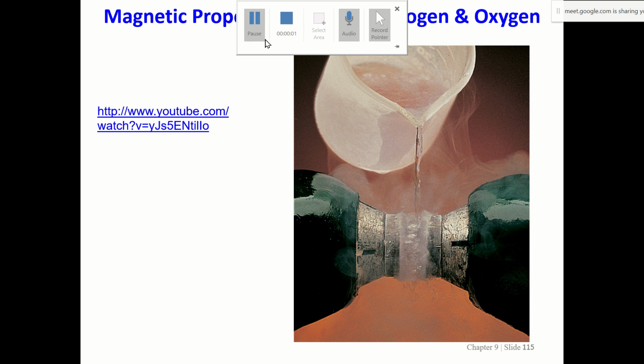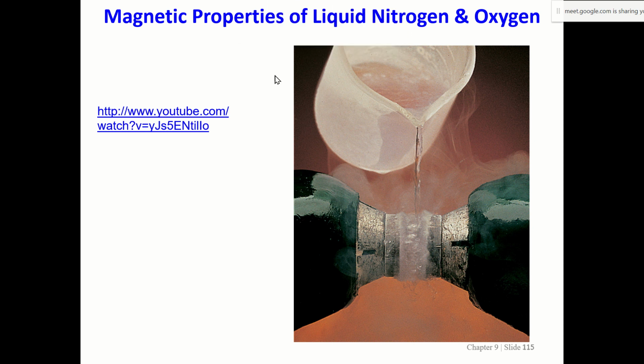So why did we need this theory? As you can see, the picture says it all. Valence bond theory was not able to explain why this is attracted. This is liquid oxygen, which is trapped between two magnets. So clearly it shows magnetic property. It is attracted by the magnets, and so it must have some unpaired electrons.